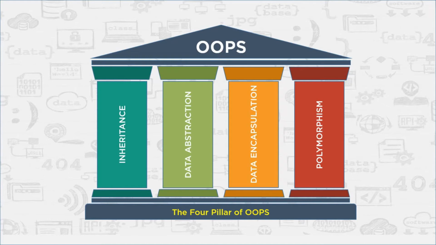Welcome back guys. In this session, we are going to explore the 4 pillars of object-oriented programming. The 4 pillars are inheritance, data abstraction, data encapsulation and polymorphism. So let's get started. Before going to OOPS, let's discuss a simple statement where you are using class and objects.